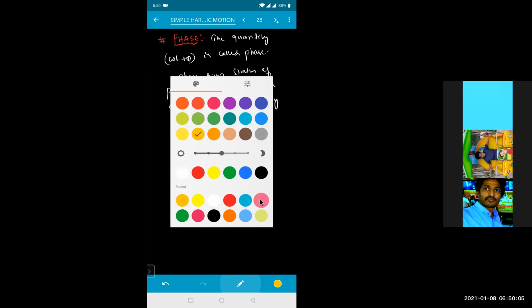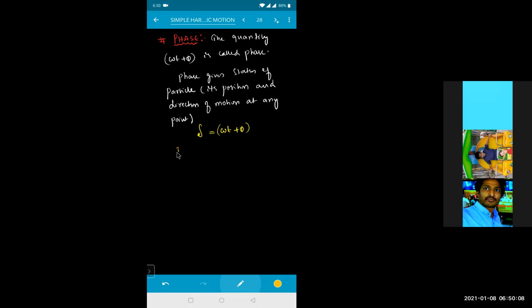Now see here, if at any time the phase is equal to 0, that is, x will be equal to how much? x will be equal to A sine(omega t plus phi), that is equal to 0. What do you mean by that? If the phase value becomes 0, sine 0 will be equal to 0. So x value will become 0.